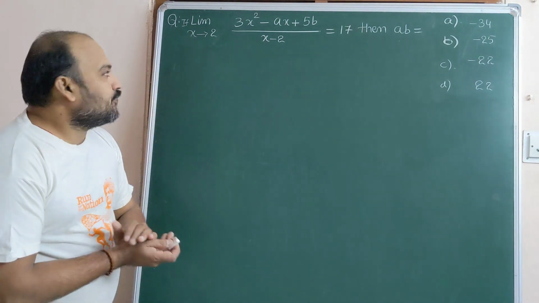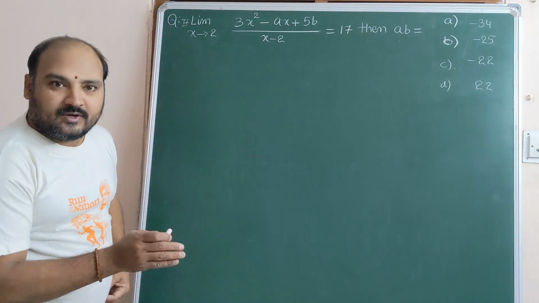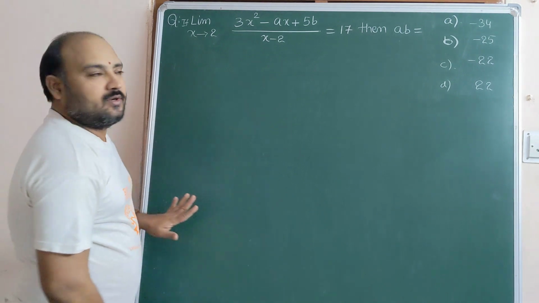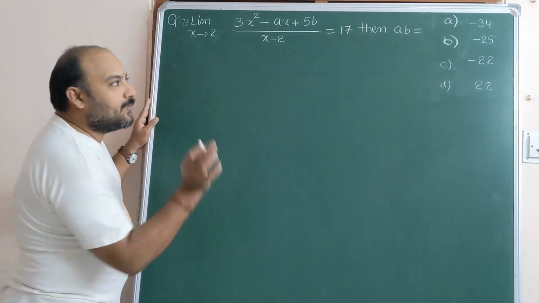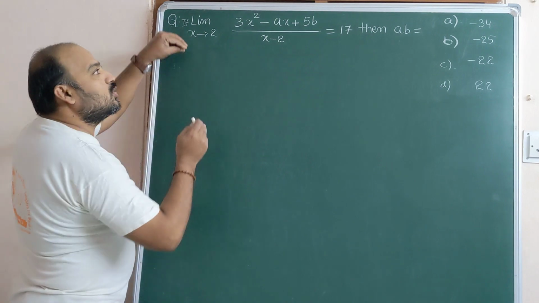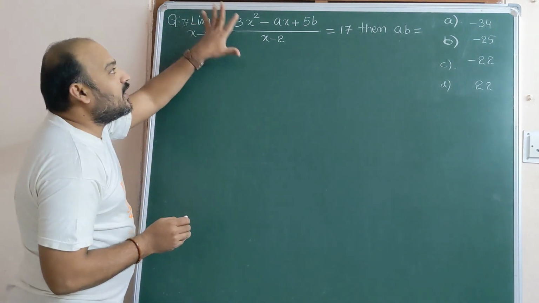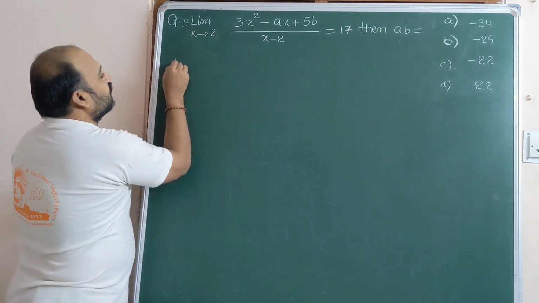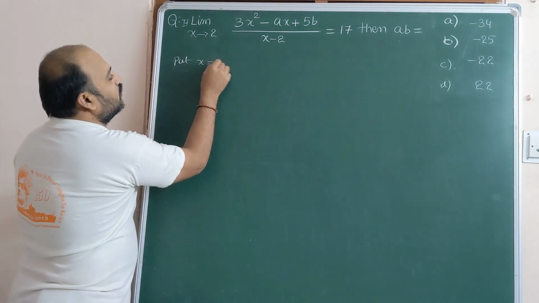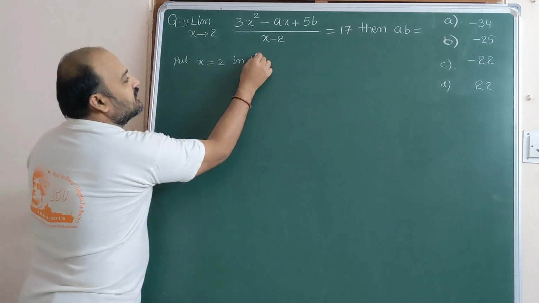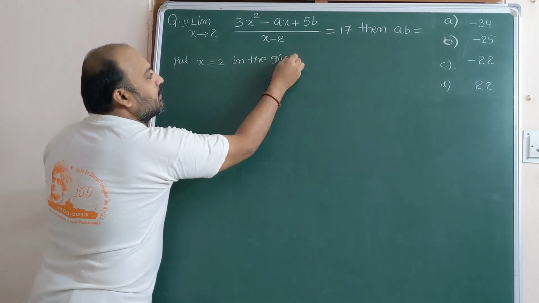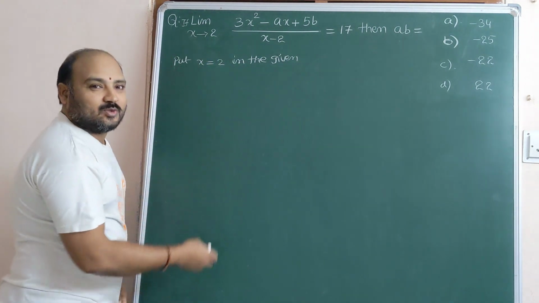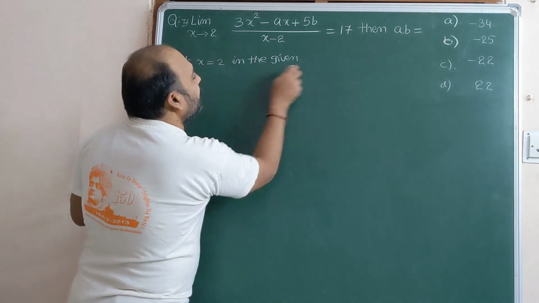First step, whatever the limit is given, you can substitute in that and you can get one equation. First, what is the limit here? x tends to 2 means x is equal to 2. Substitute in the numerator and denominator and simplify. For understanding purpose, step by step I am writing, students. Otherwise I can do this question directly within 2 minutes.